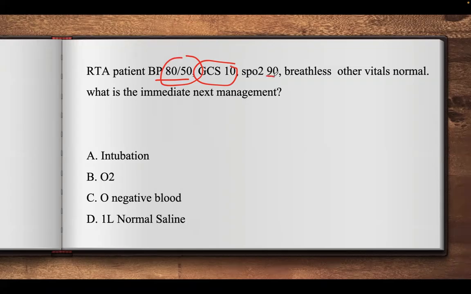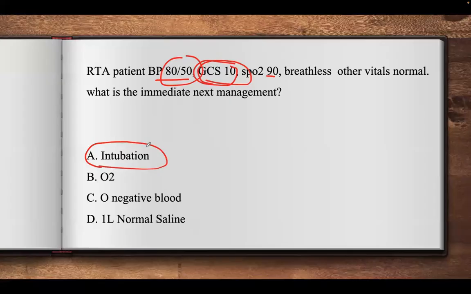Though they are breathless and the oxygen saturation is 90, the most concerning thing for me here is the GCS. They are dropping the GCS. GCS is just 10. If you are thinking that you will give them the oxygen, you cannot, because their airway is not intact. So there is no point in giving them the oxygen. First of all, you want to intubate them. With the intubation, you will secure their airway. Now you can provide them with the oxygen.